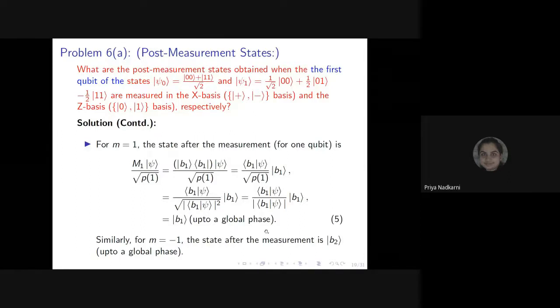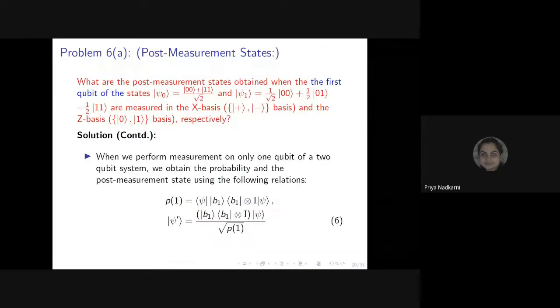So this was for one qubit measurement. Similarly, even for m equals minus 1, that is for the other basis state, we can show that the state after measurement is nothing but B2 up to a global phase. So this is for one qubit.